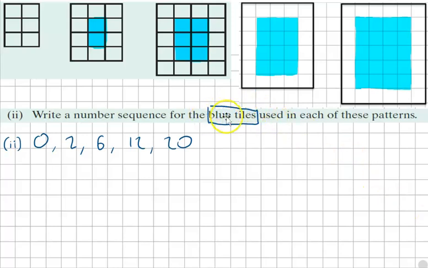So focusing just in on the blue tiles, we have 0 blue tiles in the first term, so 0 is term 1 or T1. We have 2 blue tiles in the second term, then we have 6 blue tiles in the third term, then we have 12 blue tiles in the fourth term, and we have 20 blue tiles in the fifth term.